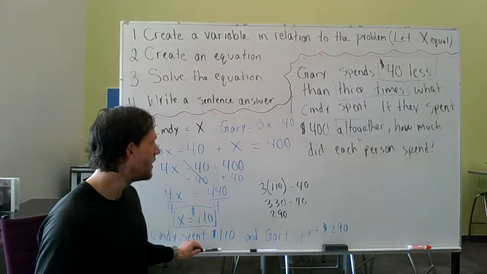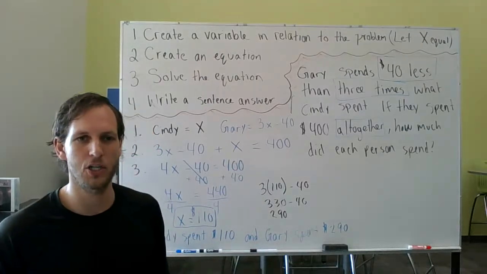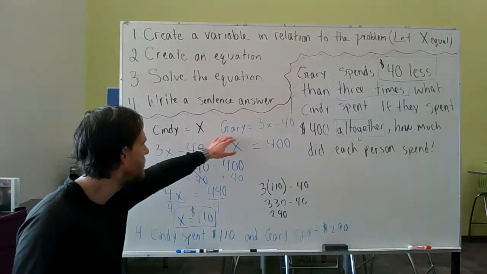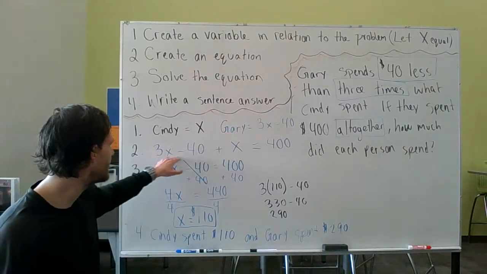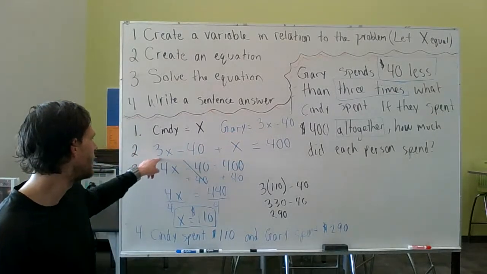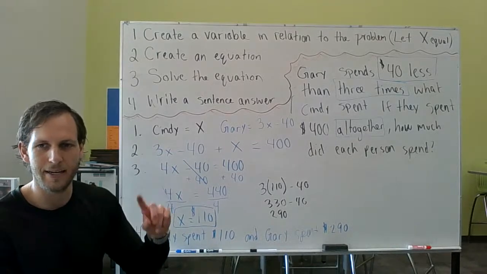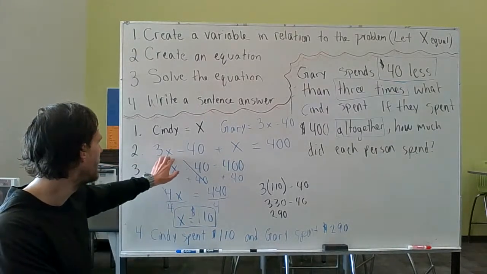So that type of question is a little bit more challenging because we actually have to take two people and add them together. So this is the next step of that complex algebra that we need to be able to do.